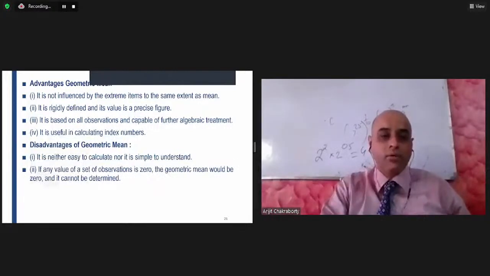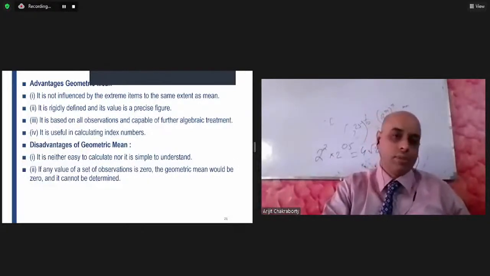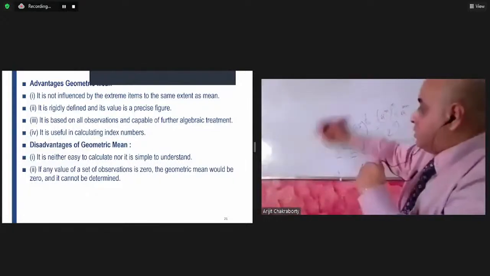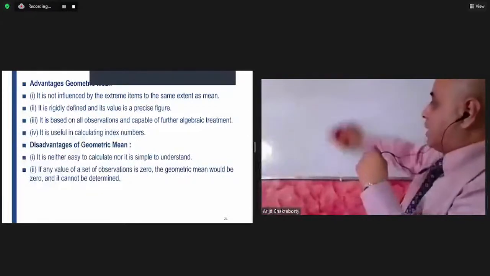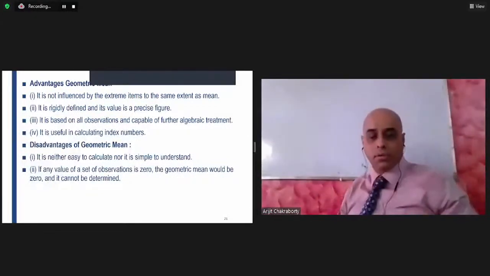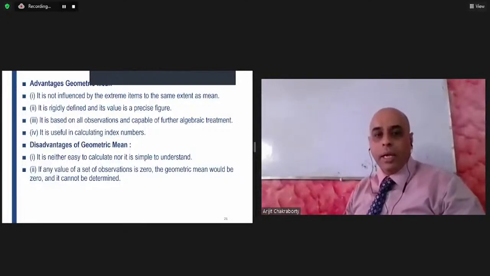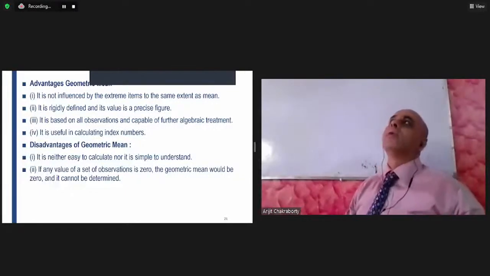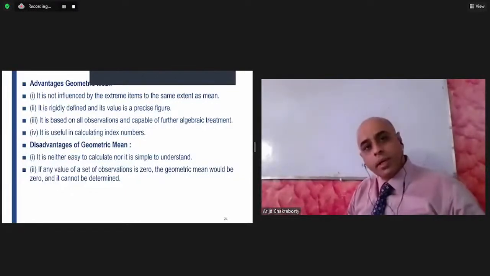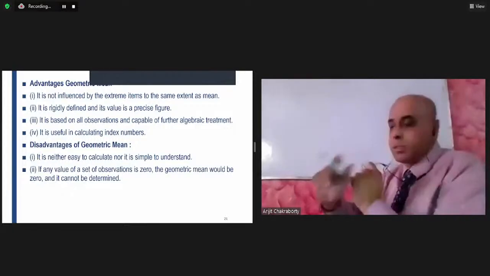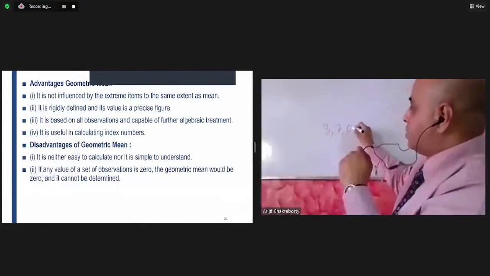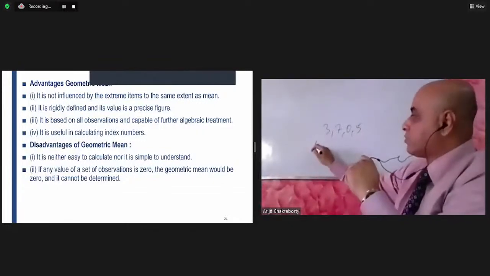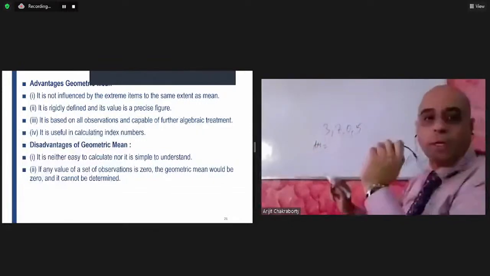Plus, if any value of a set is 0, the geometric mean would be 0. This is a very important question which comes in the exam: if one of the observations is 0, what happens to the GM? If I ask you, if one of the observations is 0, can you find AM? Yes, you can find AM. I'm giving an example. Say there are 4 observations, 3, 7, 0 and 5. Can I find out the AM? Let me just work it out. AM will be 3 plus 7, that is 10.